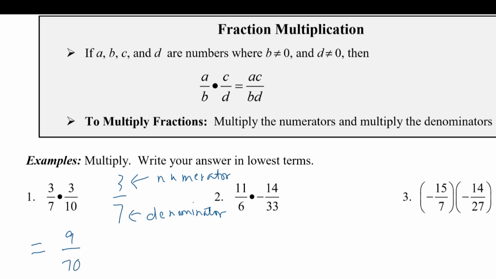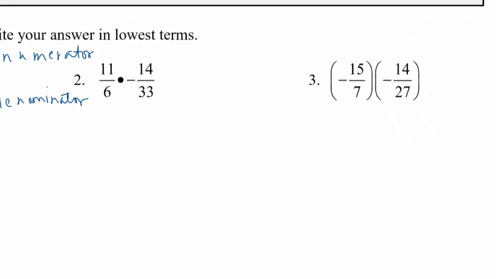Now, one of the things you want to do is make sure that you check to see if your fraction can be reduced further. And that means, are there any numbers that divide evenly into both 9 and 70? And there aren't. So this 9/70, that would be your final answer for problem number 1. Okay, in problem number 2, we have two fractions, 11/6 times negative 14/33.